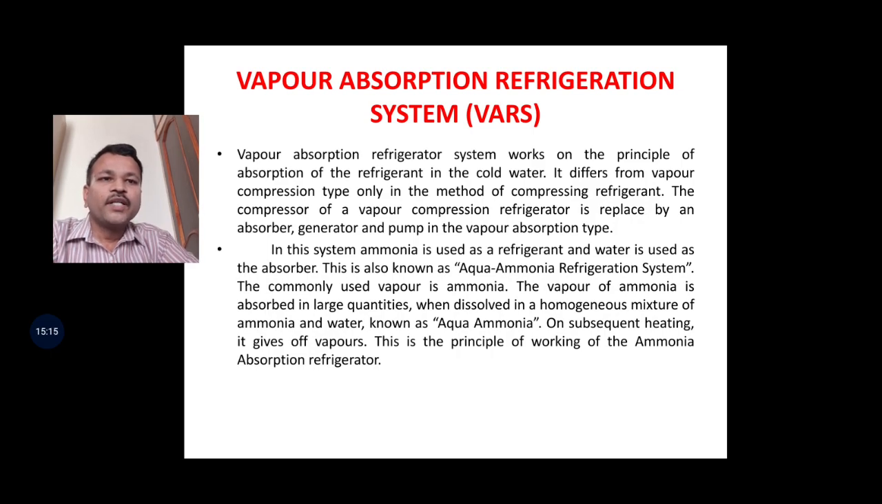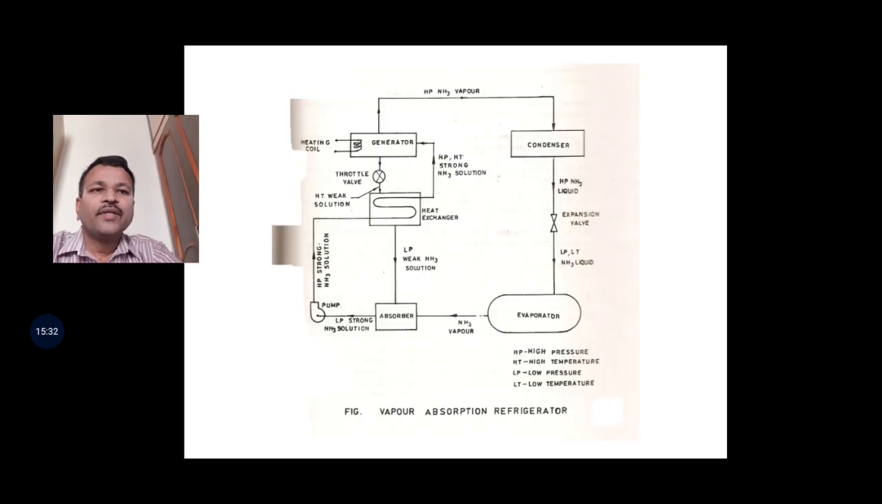When dissolved, a homogeneous mixture of ammonia and water is known as aqua ammonia. On subsequent heating, it gives off vapors. This is the principle of working of the ammonia absorption refrigerator, or vapor absorption refrigeration system. Now looking into the figure here.